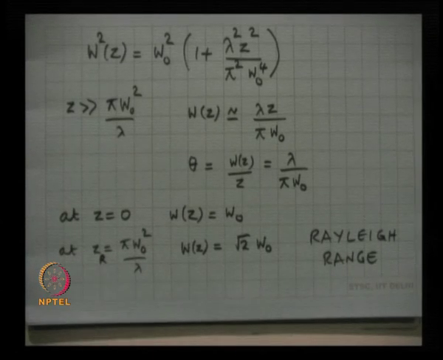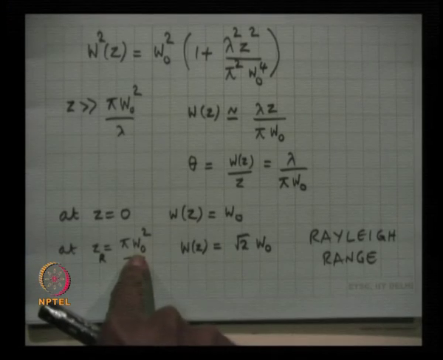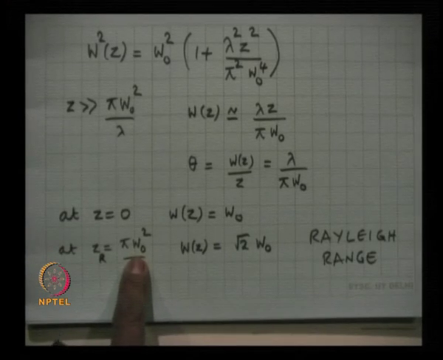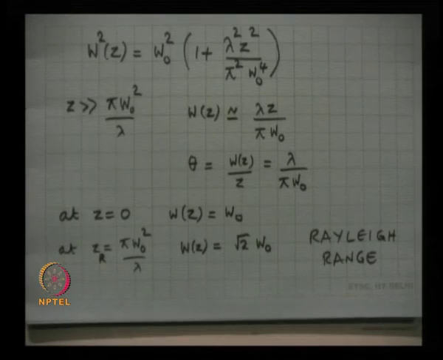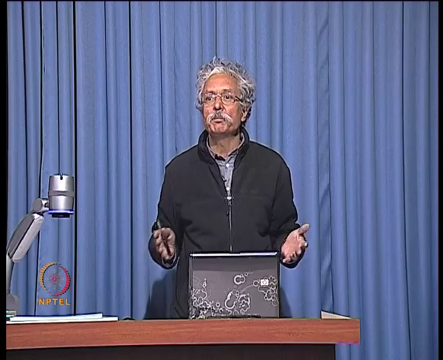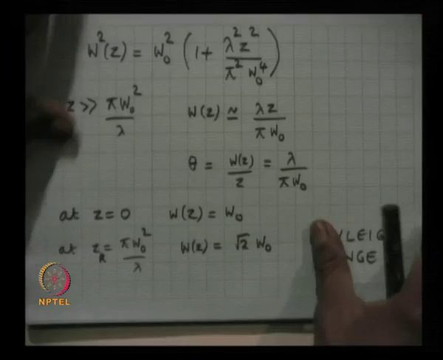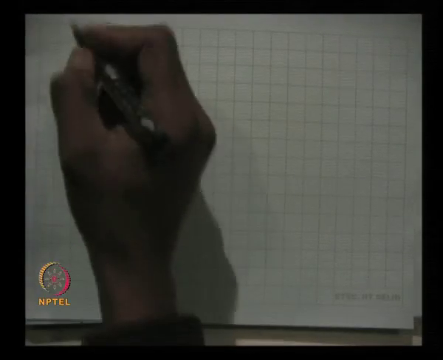So, this is the distance over which your spot size will increase by a factor of root 2. Smaller the w0, smaller is the Rayleigh range. So, if you try to restrict the beam to a small diameter, you will diffract much faster. For example, if you take a wavelength of 1 micron, lambda is equal to 1 micrometer.